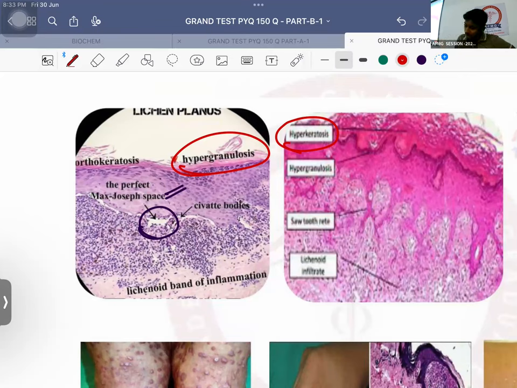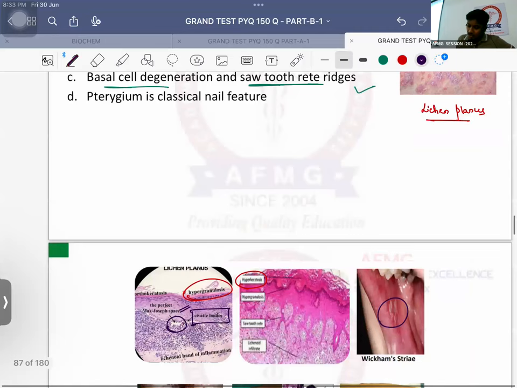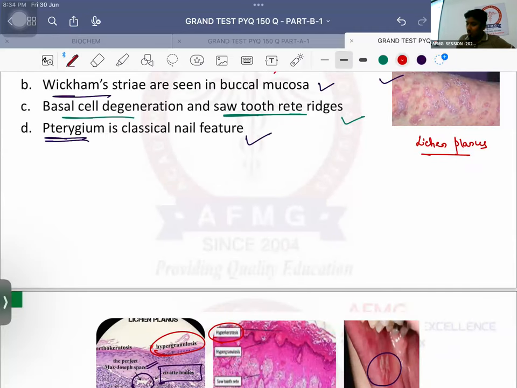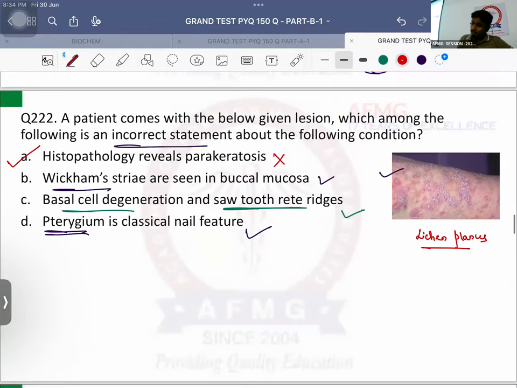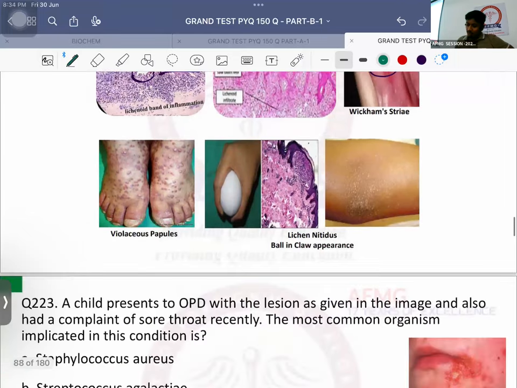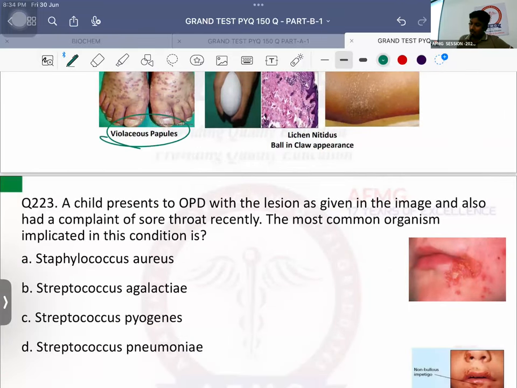Thickening hoti hai skin ki. Along with that, characteristic bodies, kya bolte hain colloidal bodies ko? Civatte bodies will be seen. Pterygium is a classical nail feature? True. Pterygium is a wing-shaped fold in the nails, that is a classical feature of lichen planus. Answer should be option number A, that is a wrong statement. No issues with this? These are violaceous papule, as you can see.